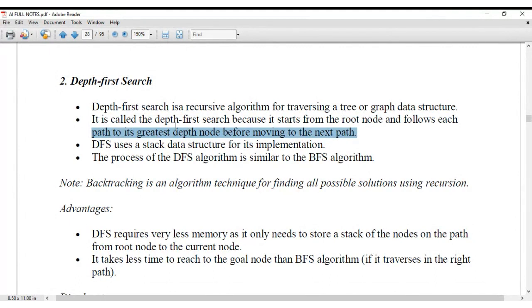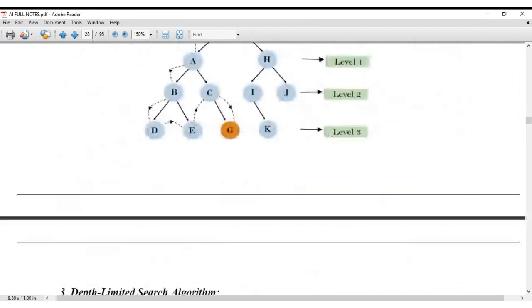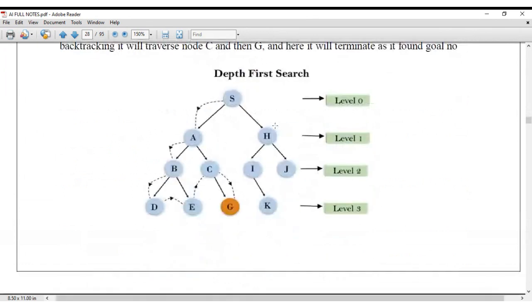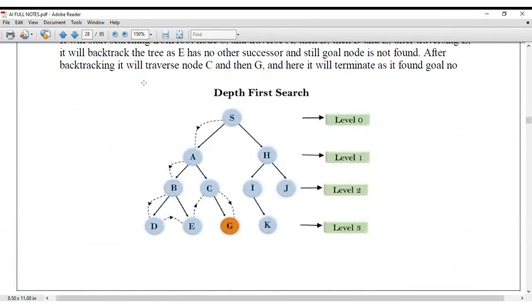This description is very important. It is called the depth first search because it starts from the root node and follows each path to its greatest depth before moving to the next path. Now, this is how depth first looks like. As you can see, this is the depth first search demonstrated here.